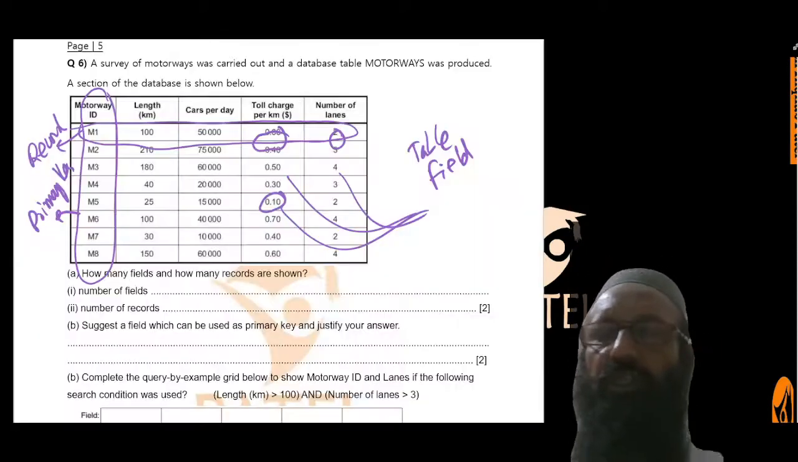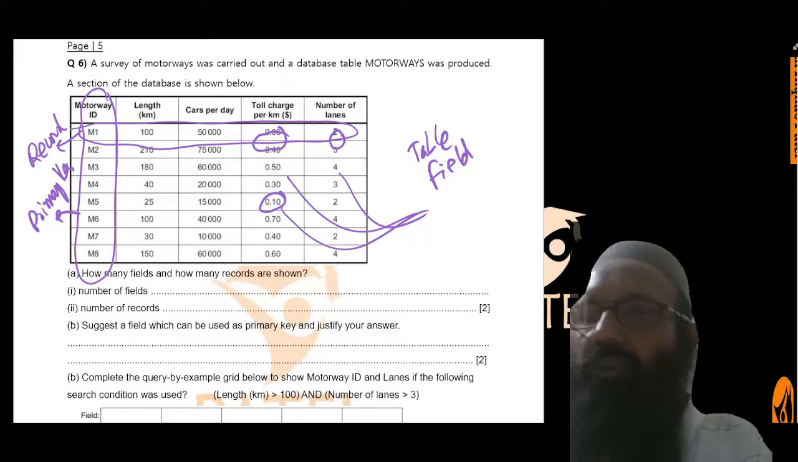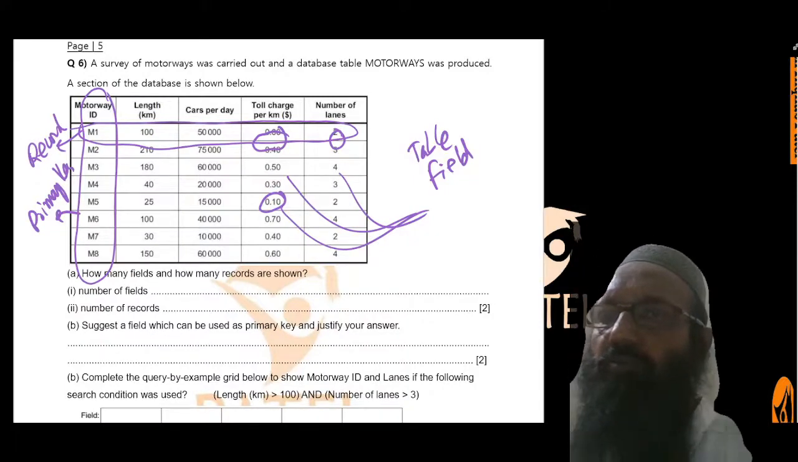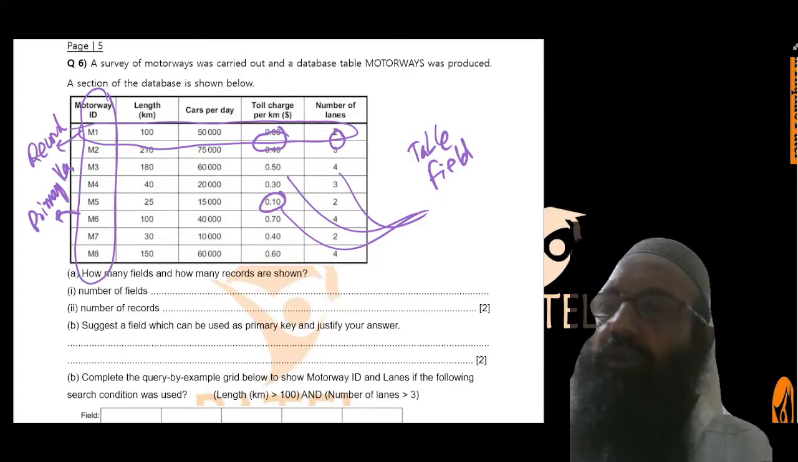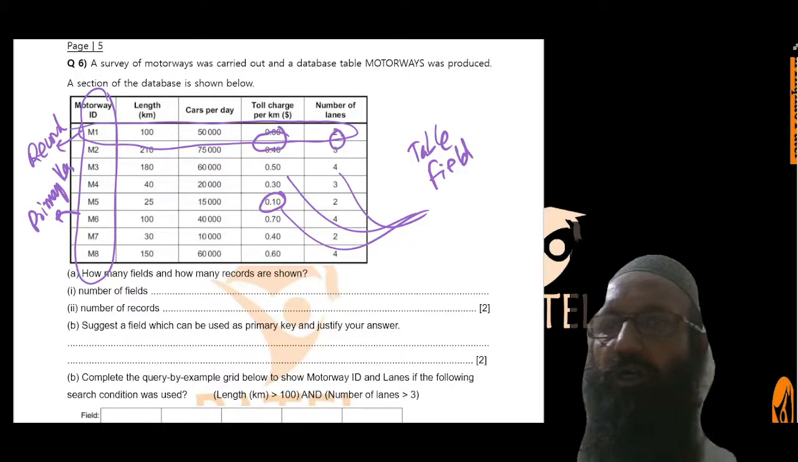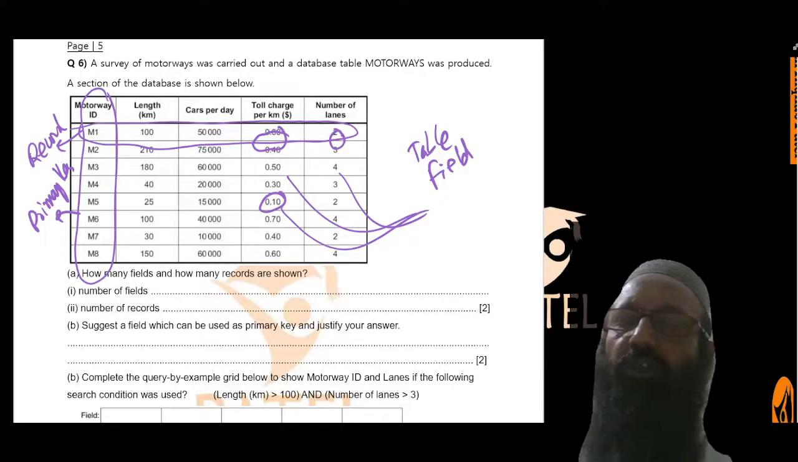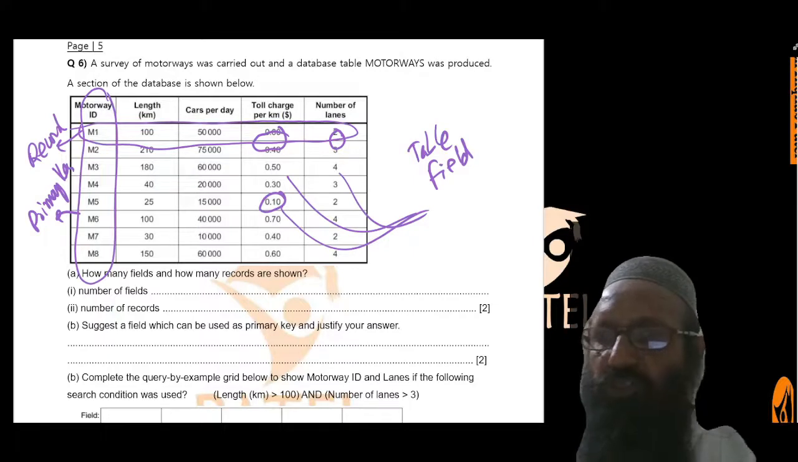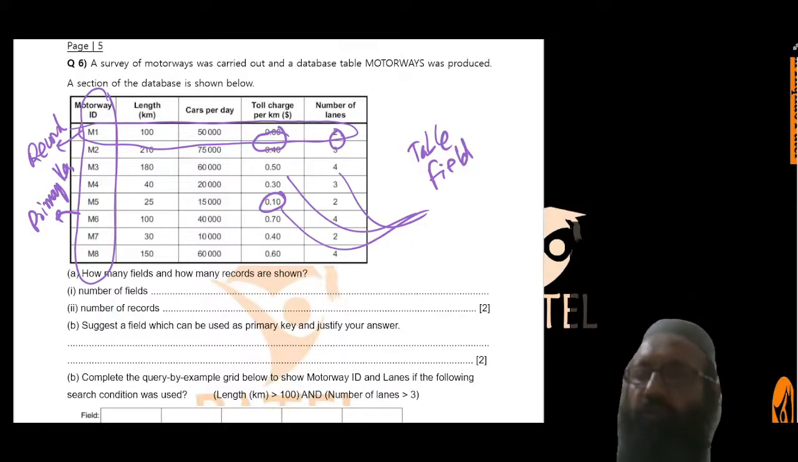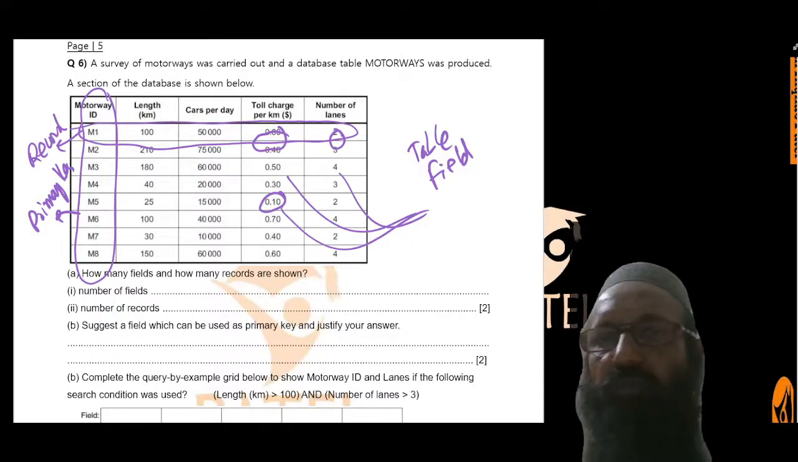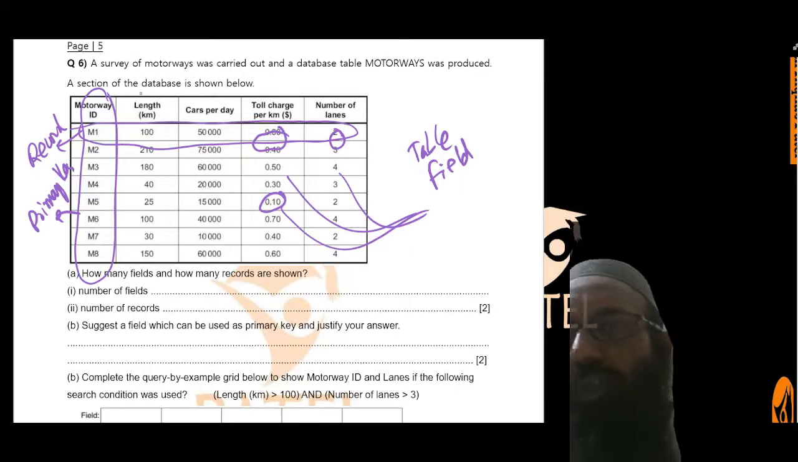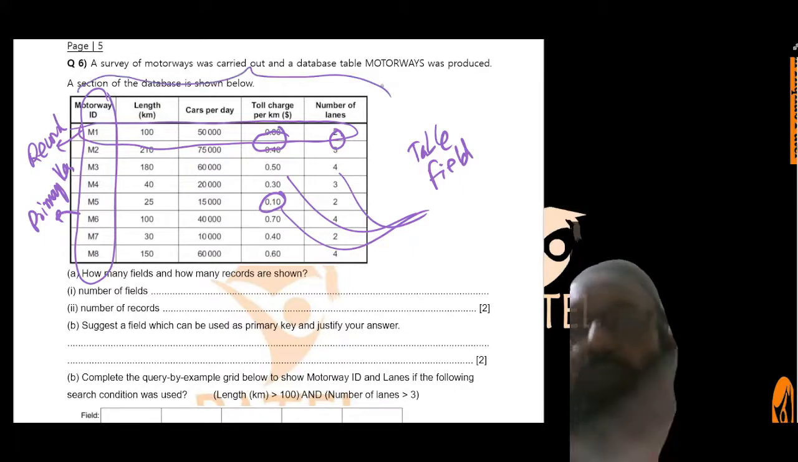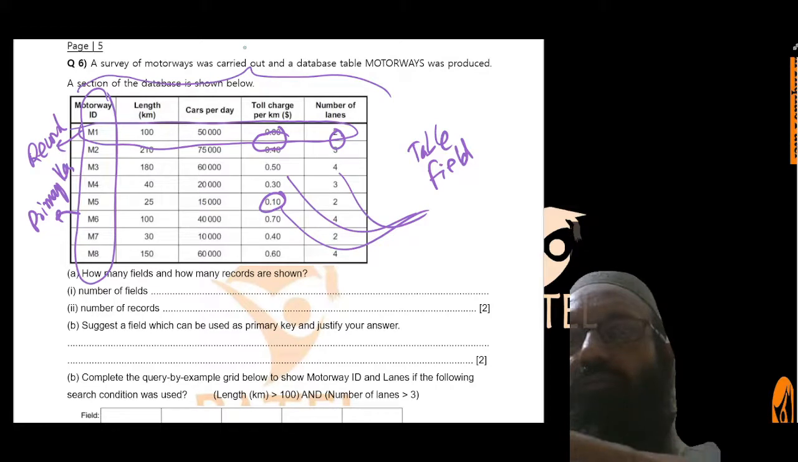Right, the data type of length will be number, the data type of motorway ID will be text, and cars per day, toll charges and number of lanes will all be considered as number. So here we have an example question: you are asked to identify the number of fields in each record. So basically we count the columns. The columns are known as fields.